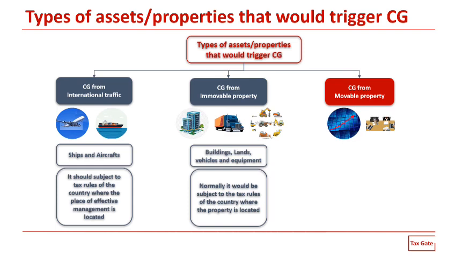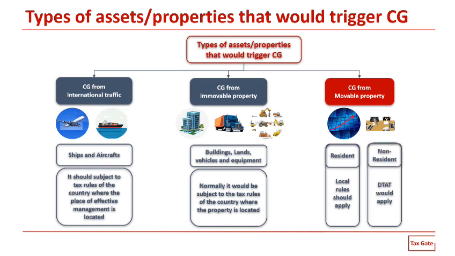And here let's differentiate between the following. Capital gains derived by residents, and here local tax rules should apply. And then capital gains derived by non-residents, and here normally double tax avoidance treaty rules would apply, as the beneficiary would enjoy any relief under the treaty once the treaty application is confirmed.